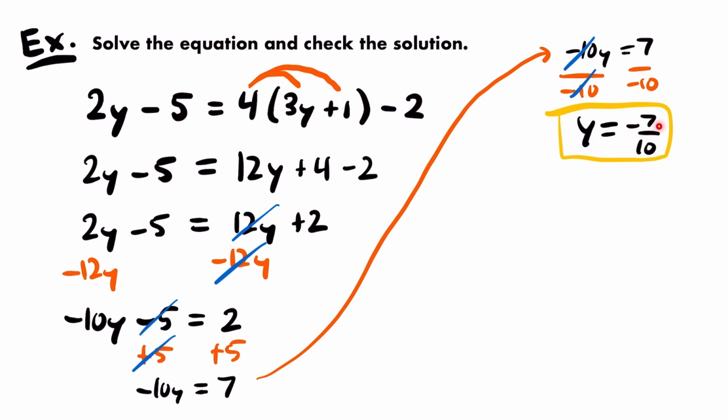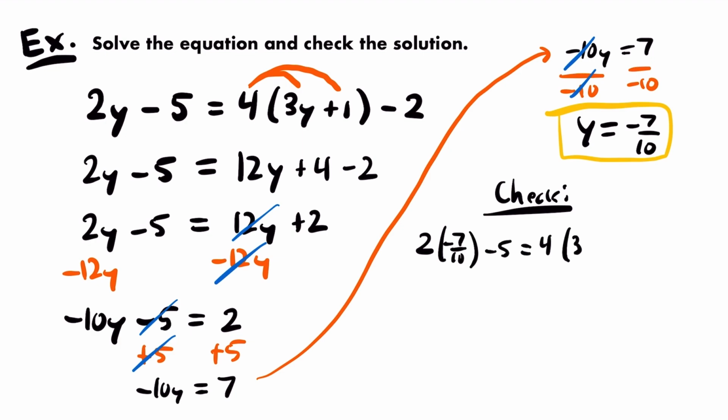We want to plug what we found for y back into the original equation for each of the y's. So let's do that here. Checking our work, we'll have 2 times y, which is negative 7/10, minus 5, and that will be equal to 4 times the quantity 3 times negative 7/10, plus 1, and then minus 2.